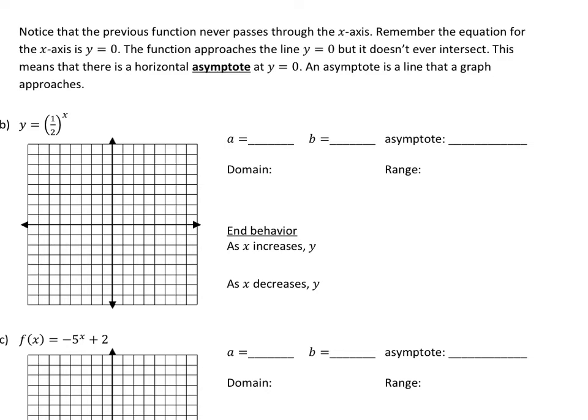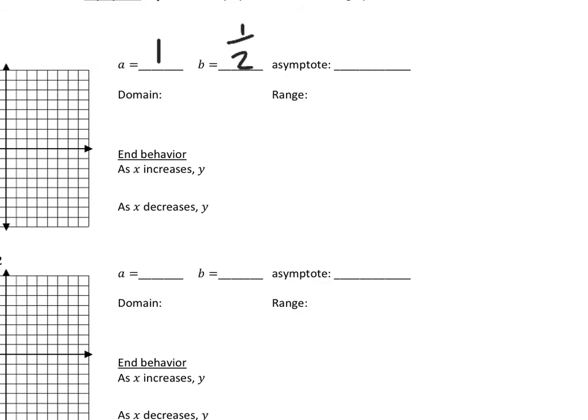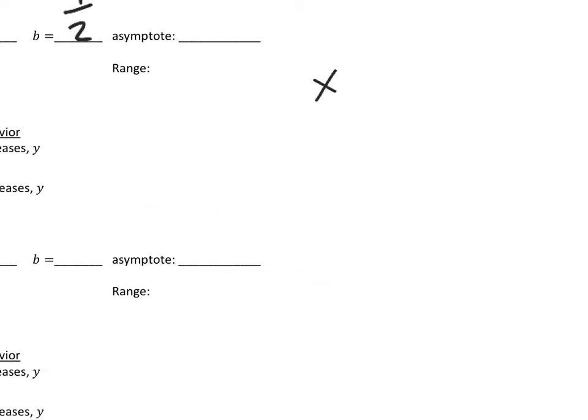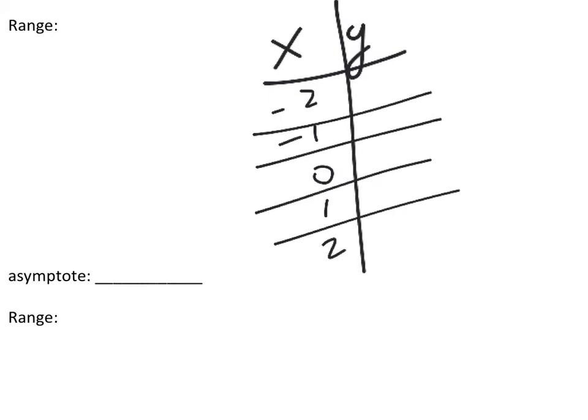All right, letter B. y equals 1/2 to the x. So in this case, a is 1 and b is 1/2. So again, for us to get this on the graph, we can use our calculator. I'm also going to show you the table of values or the t-chart. And I'm just going to start with the basic ones. So I'll do a couple negative, 0, and a couple positive, and we're going to plug those in.